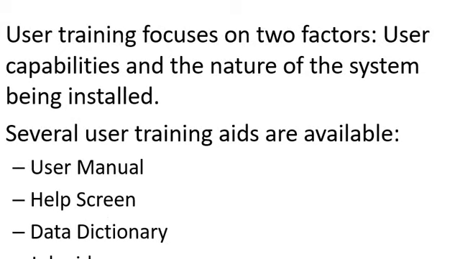User training and testing aids. In user training, the user needs to have several things. If you buy a service, you will always have a user manual to know how to use it. So here we have firstly the user manual, then the help screen which appears in the software on any site, then the data dictionary to help the users, and lastly the job aids. Job aids are training to familiarize employees with the software.